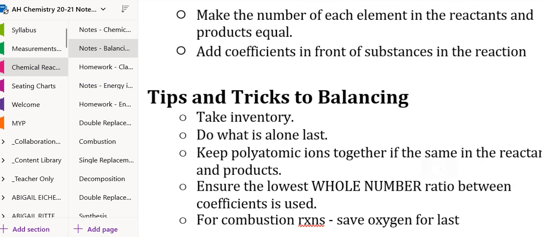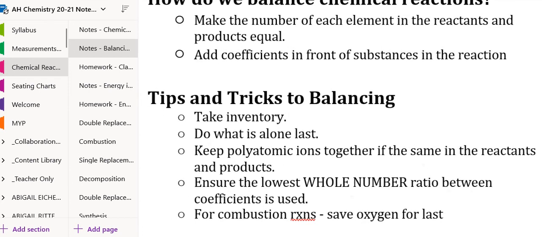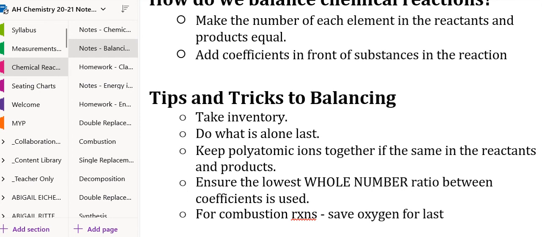So here's a few tips and tricks. I'm going to let you write these down. We'll talk about them as we go through different reactions. Okay, so when you are balancing, take inventory. Figure out what atoms you have in your reaction and how many of each atom you have in your reactants or products.